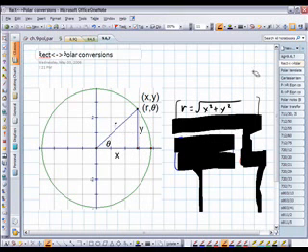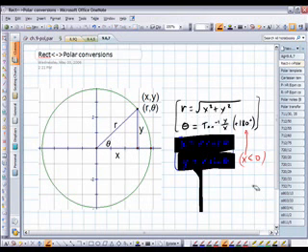If we want to go from rectangular to polar, r is equal to the square root of x squared plus y squared, of course, by the Pythagorean theorem. To get theta, notice that tan theta is y over x, so therefore theta will be the inverse tan of y over x, with one caveat.